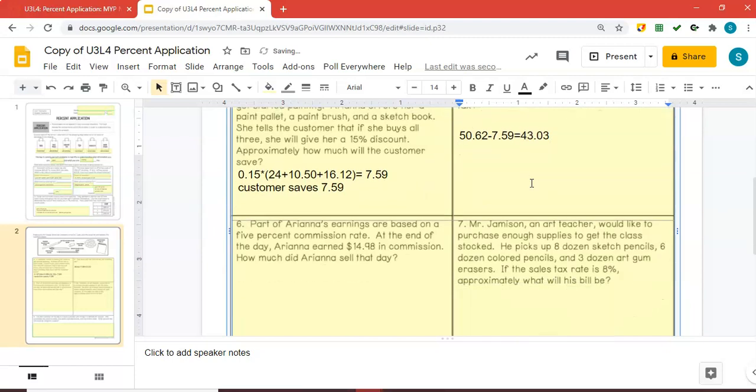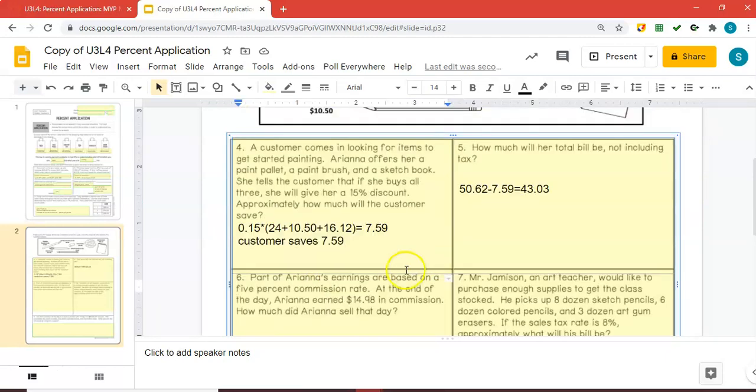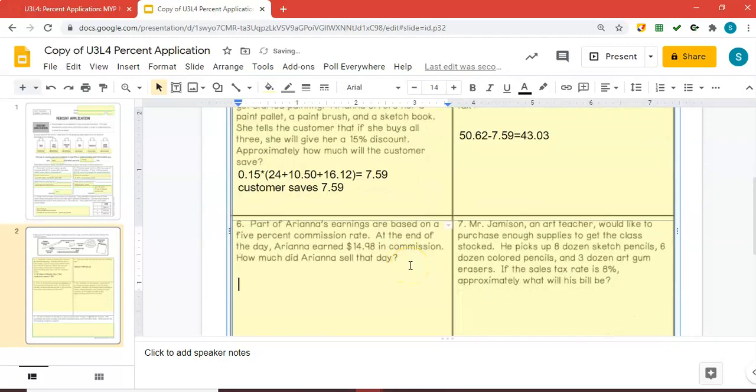Right? Part of Ariana's earnings are based on a 5% commission rate. At the end of the day, Ariana earns $14.98 in commission. How much did Ariana sell that day? So remember that it's part equals percent times whole, right? So her part was $14.98, and that equals 5%. So 0.05 times the whole.